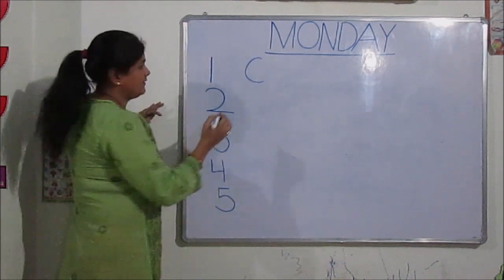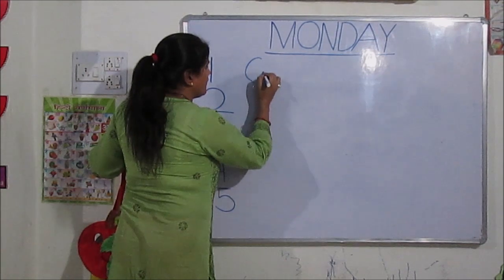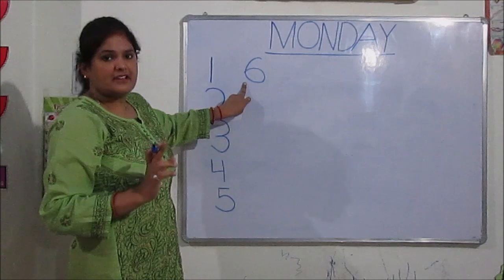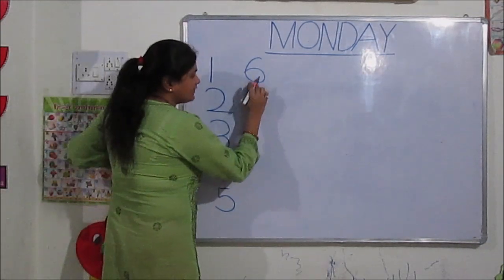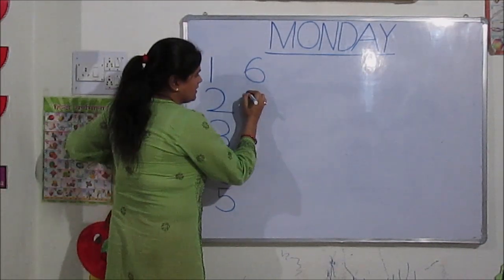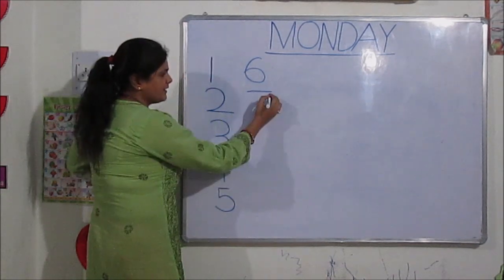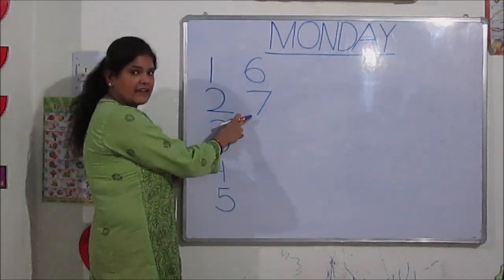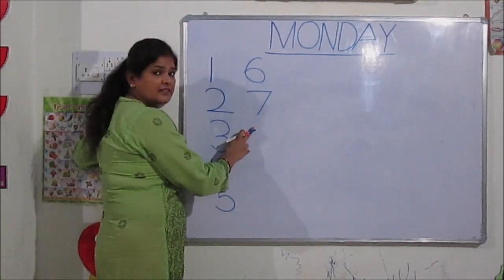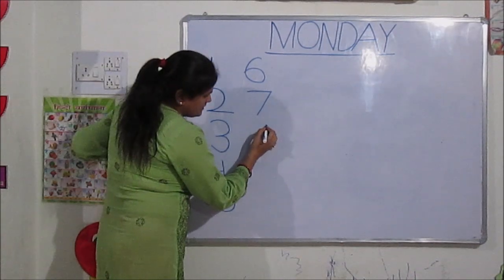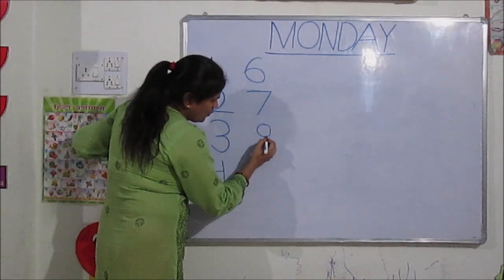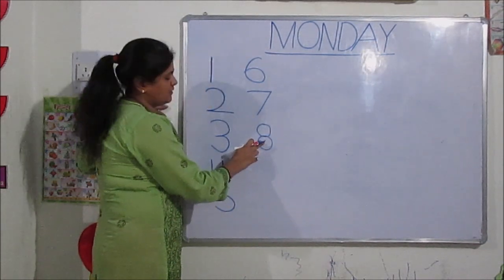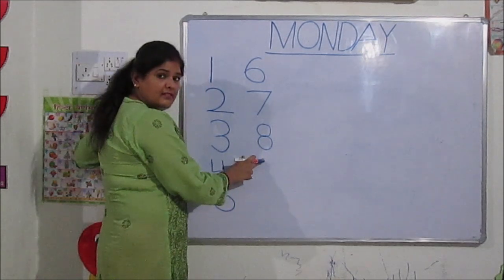Curve line. Curve line. Which number is it? 6. After 6, 7. Slipping line. Slanting line. Which number? 7. After 7, 8. Circle. One more circle. Which number? 8. After 8, 9.